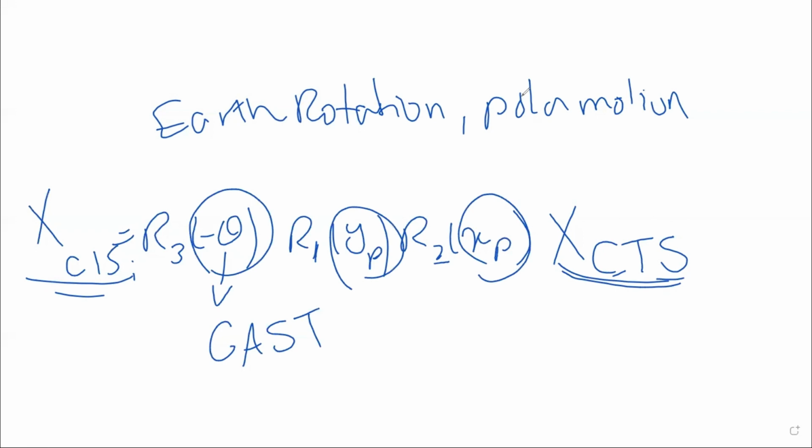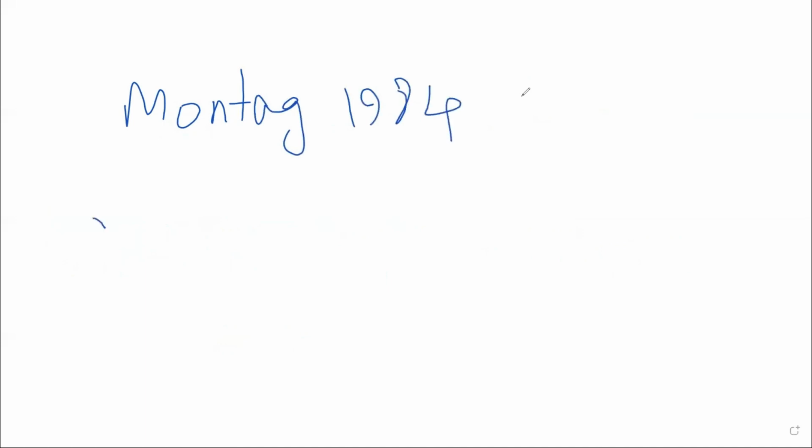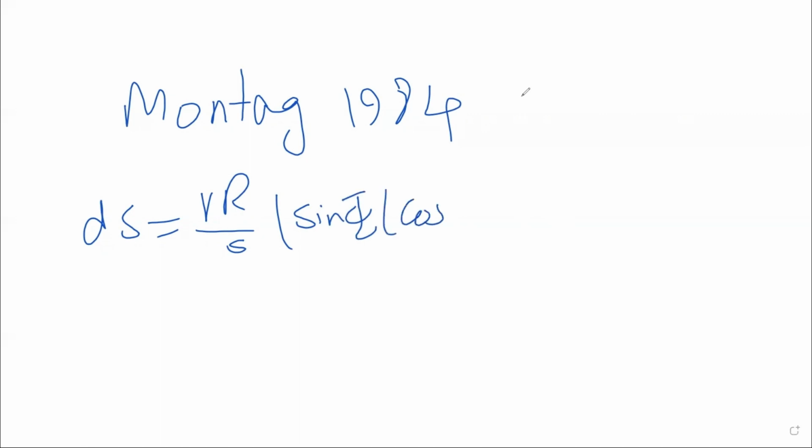So a guy with the name Montag in 1984 gave a formula for laser measurements, which connects the coordinates of the satellites and the changes of the range.